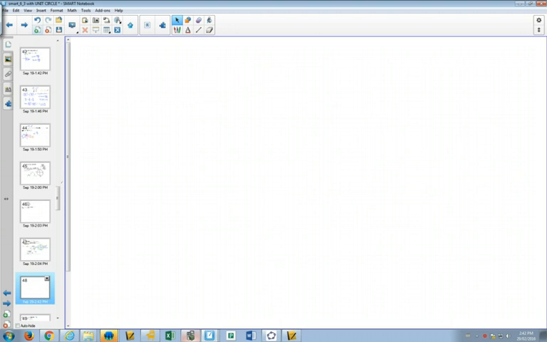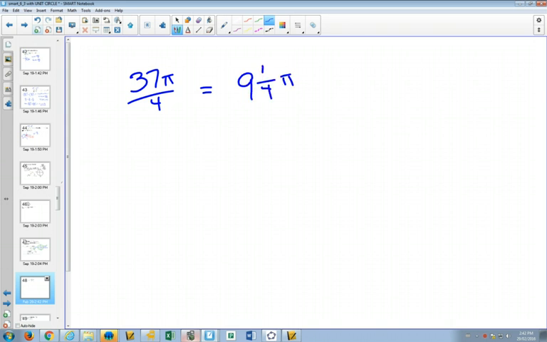Okay, we'll do one more together. We'll do a positive one. We'll do 37 pi over 4. If you change that to a mixed number, 37 over 4 is equal to 9 1/4 pi. If you think about your unit circle, can you see that 9 pi is going to end right there? Because it's an odd number. Odd numbers are always going to be coterminal with pi. Even numbers are coterminal with 0 and 2 pi.